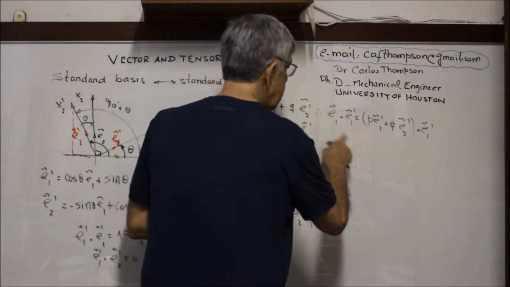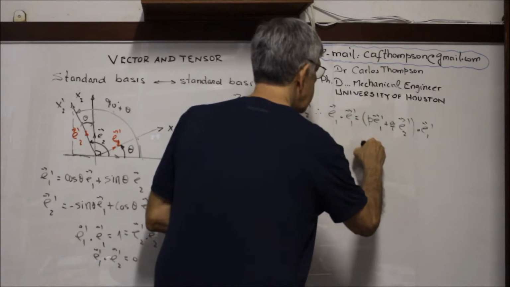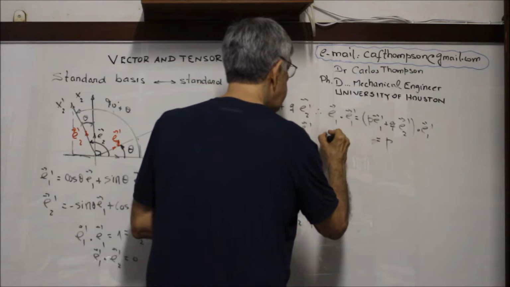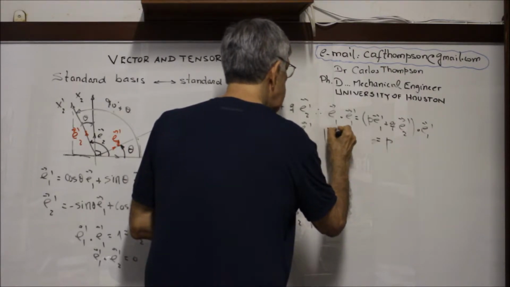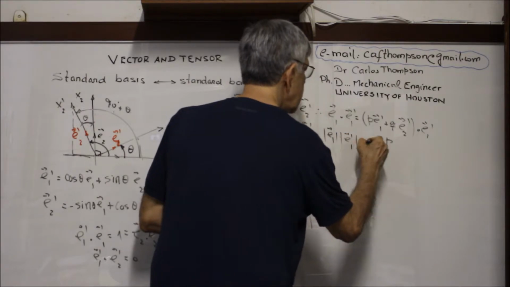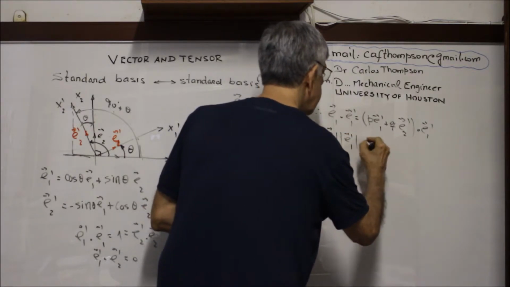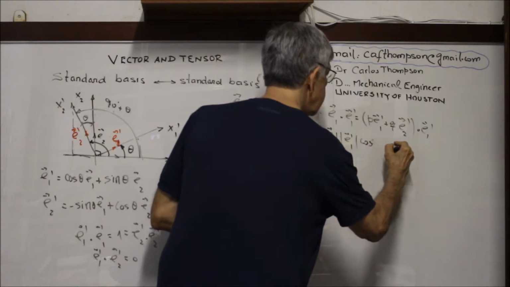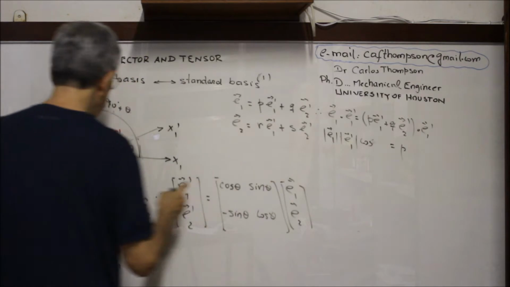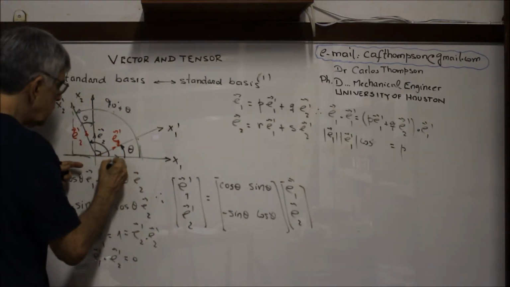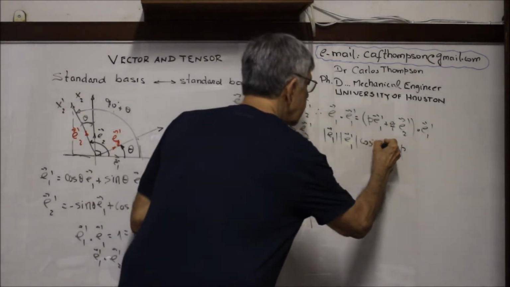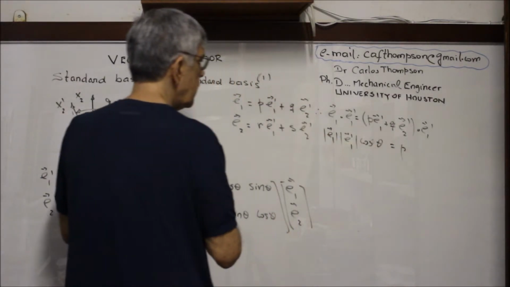Now let's put it equal to P. Here we have the magnitude of E1 times the magnitude of E1 prime times cosine of the angle between E1 and E1 prime. So this is E1 and E1 prime, so cosine of theta. This is P.